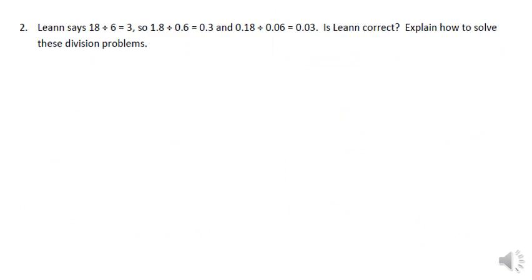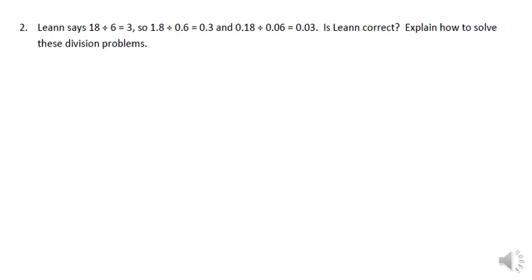Number 2. Leanne says 18 divided by 6 equals 3, so 1 8/10 divided by 6/10 equals 3/10, and 18/100 divided by 6/100 equals 3/100. Is Leanne correct? Explain how to solve the division problems.